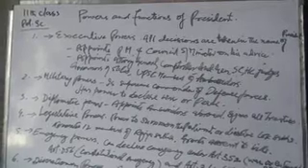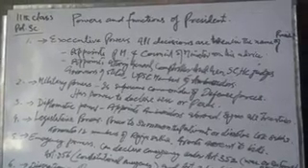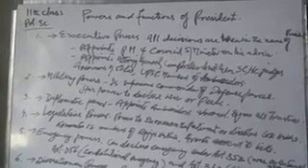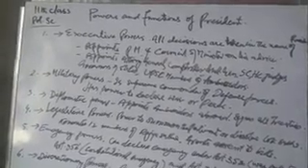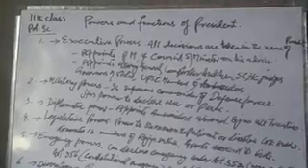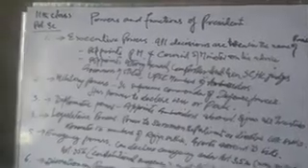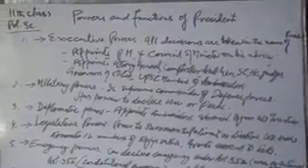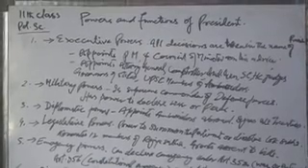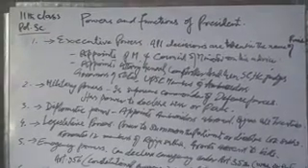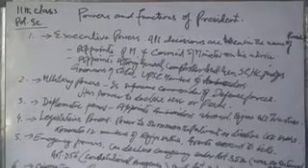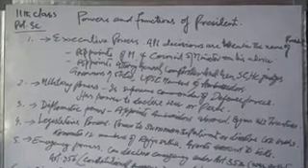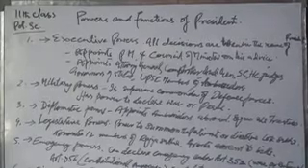The President has the power to appoint the Attorney General of India, the Comptroller and Auditor General, judges of the Supreme Court and High Courts, governors of states, members of the Union Public Service Commission and ambassadors for foreign countries. These are the executive powers vested in the Indian President.